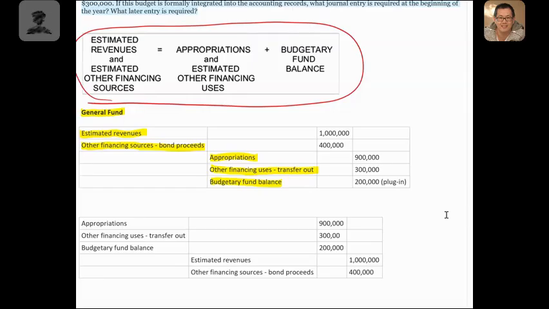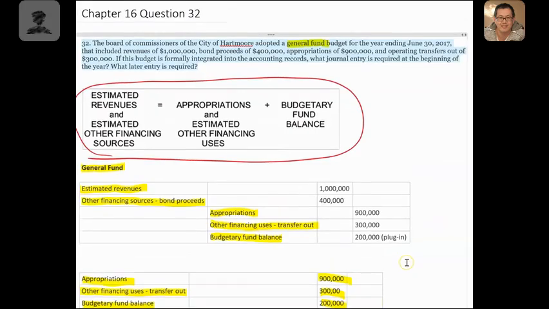To zero them out, we are going to debit the appropriations, debit other financing uses, transfer out, and debit budgetary fund balance, the same amounts as we input at the beginning of the year, and credit estimated revenues and other financing sources, bond proceeds, still the same amounts as we input at the beginning of the year. Because they are temporary accounts, they should not be there in our financial statements. So that's the answer for this question.